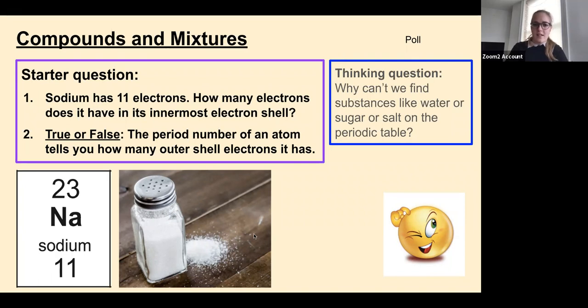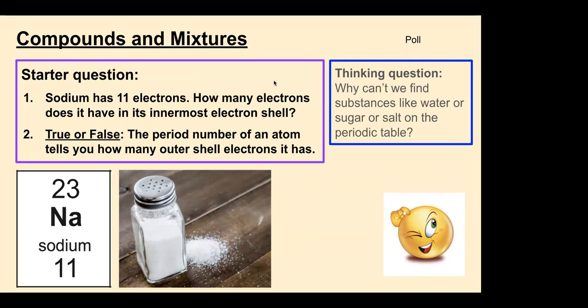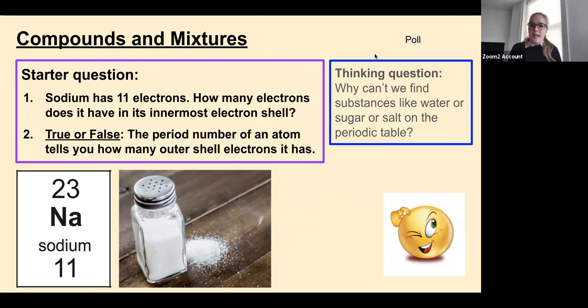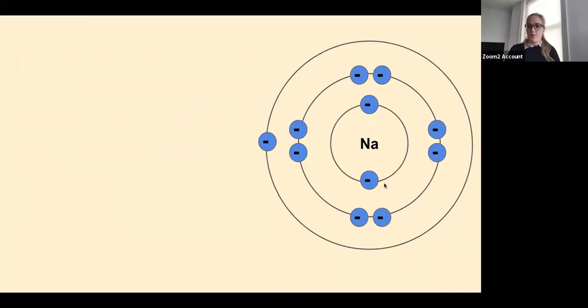All right, excellent. So let's go over these answers together. So for this first question, if sodium has 11 electrons, how many electrons does it have in its innermost electron shell? And you guys did so well on this question. Most of you said that sodium has 2 electrons in its inner shell, and this is correct. So here I've got the diagram showing the electron configuration of sodium. And as you will remember, the first electron shell can only ever fit a maximum of 2 electrons. So sodium does have 11 electrons, but it has 2 in its innermost electron shell, 8 in its second electron shell, and then it has 1 outer shell electron.